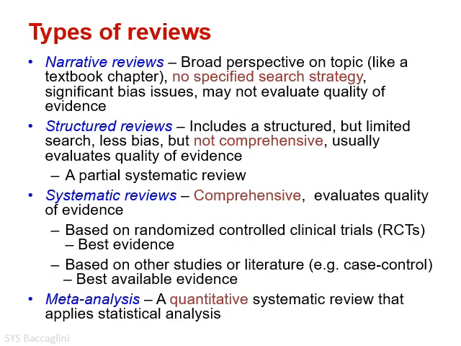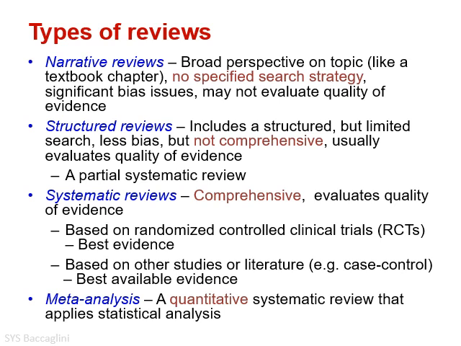Now let's look at reviews in general. There are different types of reviews. Probably the most common ones are narrative reviews. This is just a broad perspective on a topic, and there is no specific research search strategy. This can contain significant bias and may not contain an evaluation of the quality of the evidence of different studies. The search and the types of studies that are included may be dependent on the author's preferences.